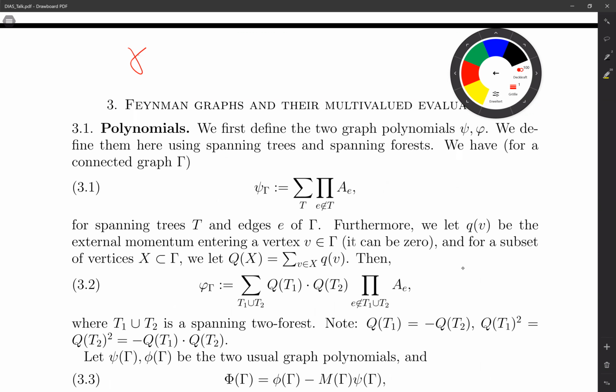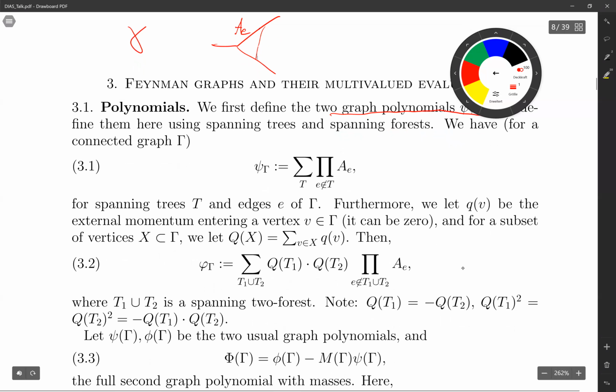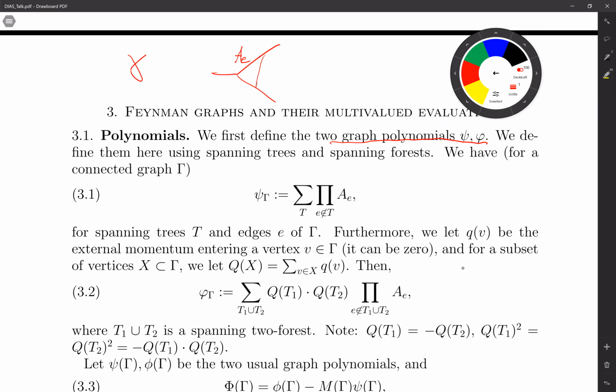So, what do you need to do when you want to evaluate a Feynman graph? Basically, you need to define two graph polynomials, psi and phi. We have some Feynman graph. For each internal edge, we assign a positive real variable, A_e. That's basically the length of that edge, and we want to integrate over all that length. This gives you what is known as a parametric representation, and it's built on two polynomials in these variables. Traditionally, psi is called the first Symanzik polynomial, and phi is the second Symanzik polynomial. You define them using spanning trees and spanning forests of your graph.